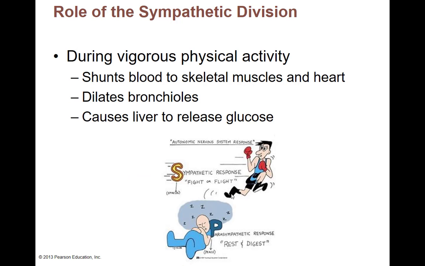Now, during vigorous physical activity, if you're going to run a marathon or whatever, our body does try to shunt as much blood to our skeletal muscles and to our heart. Also, it will start to dilate your bronchioles. Now, why do you think that's good? First, where do you find bronchioles? In your lungs. Why would we want to dilate them? Get more oxygen in. If you've got some type of physical activity, if you're just running or sprinting, whatever it is, your bronchioles will dilate. Again, we want to try to get as much oxygen in as possible. And it will cause our liver to release glucose. Our liver can store glucose.